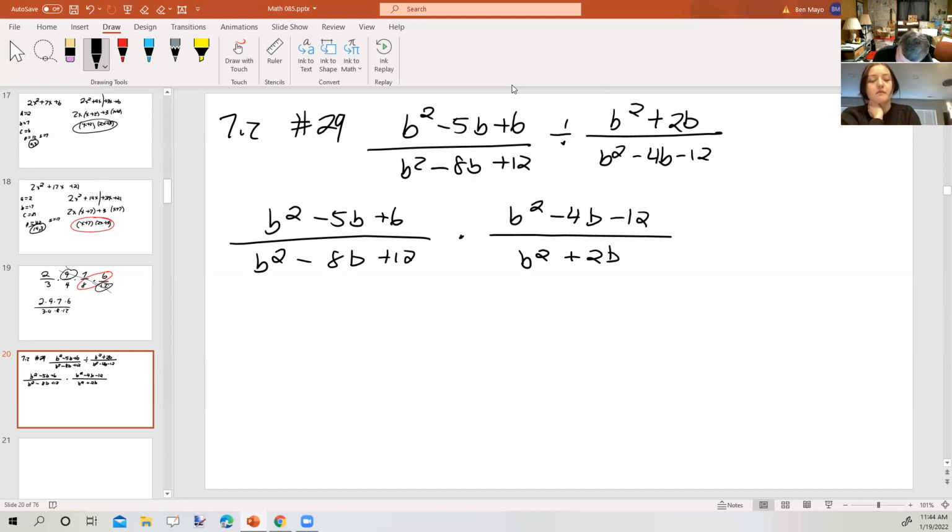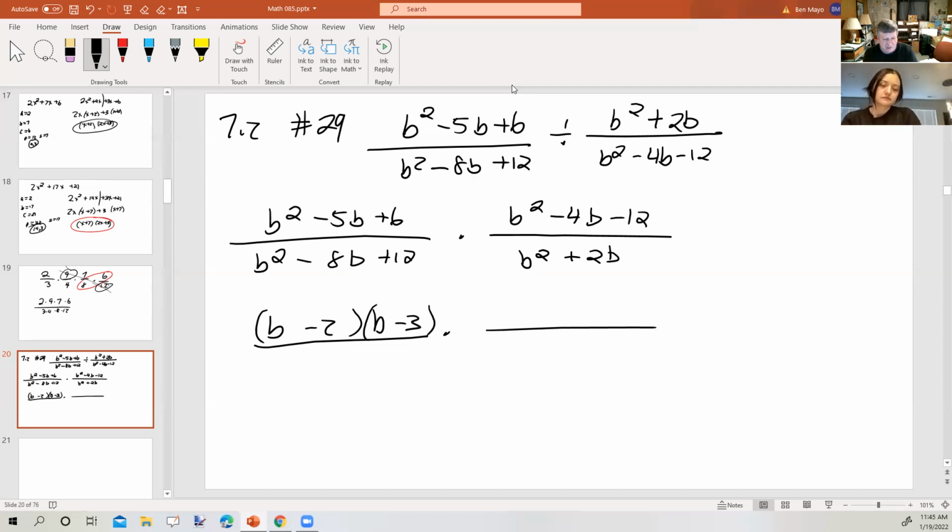Okay, so I'm going to factor each thing. B squared minus 5b plus 6. Product is 6, sum is -5. -2 times -3 is 6, and -2 plus -3 is -5.